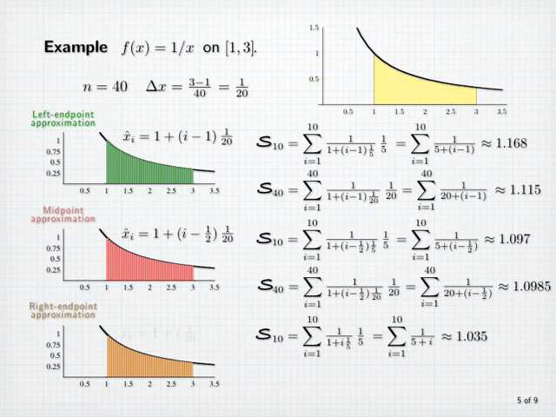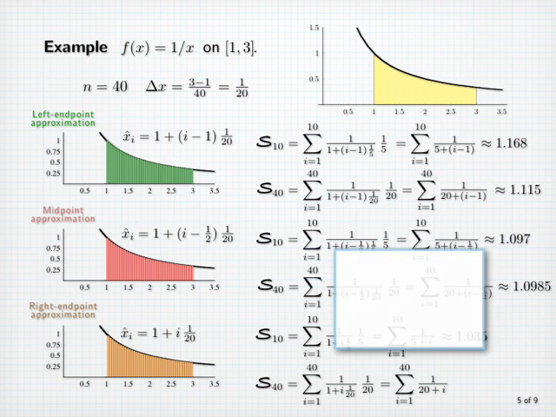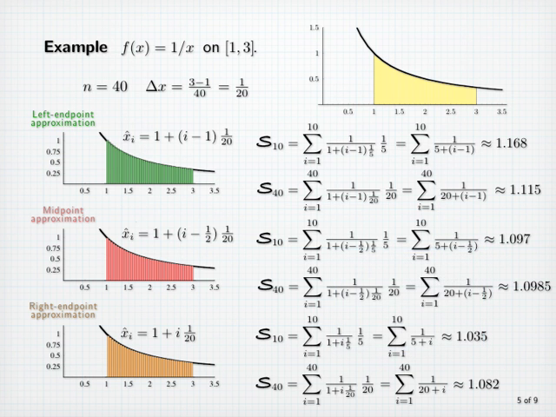Finally, the right endpoint approximation with n equals 40 involves x hat sub i equals 1 plus i times 1/20. Here's the corresponding sum, S sub 40. And again, we simplify a bit, go to the calculator to compute the sum, and we find that this S sub 40 is 1.082. In general, midpoint approximations give us better results. The best approximation we have so far is the midpoint approximation S sub 40, which is 1.0985.